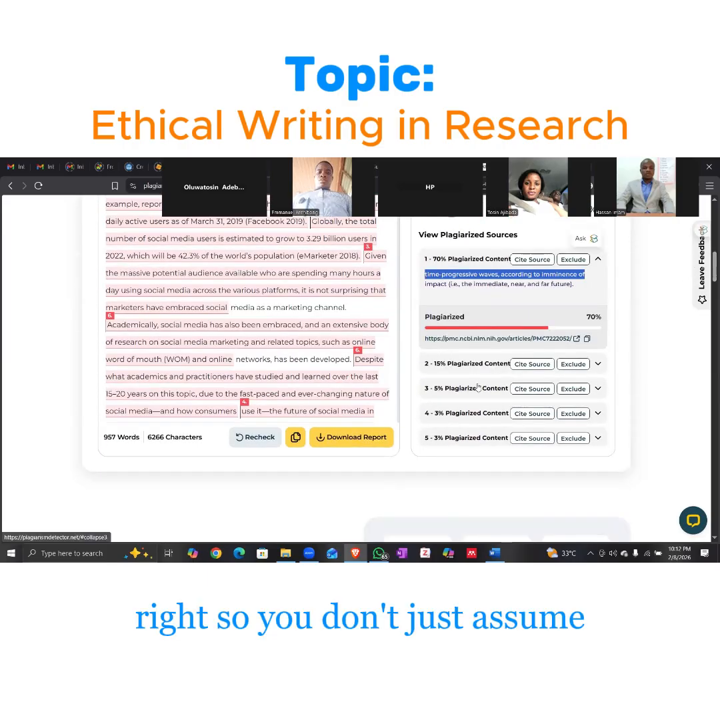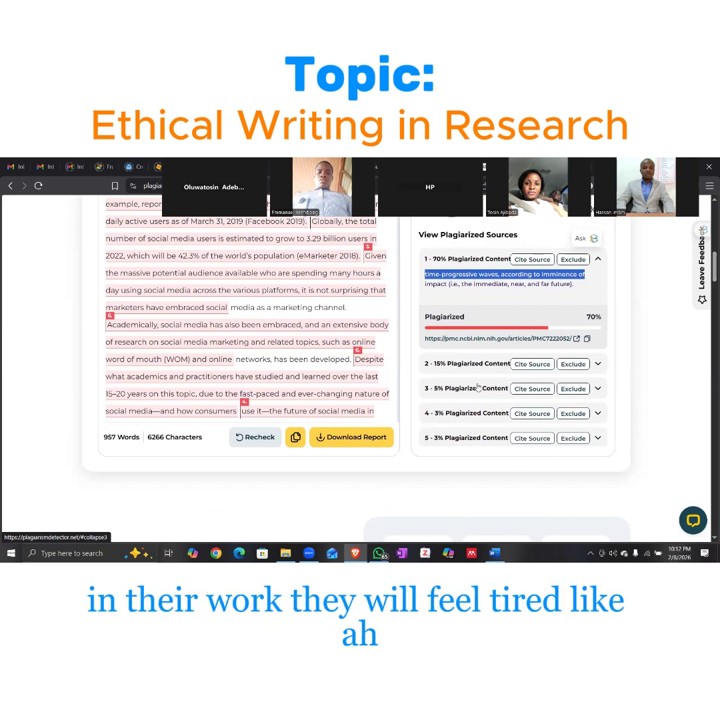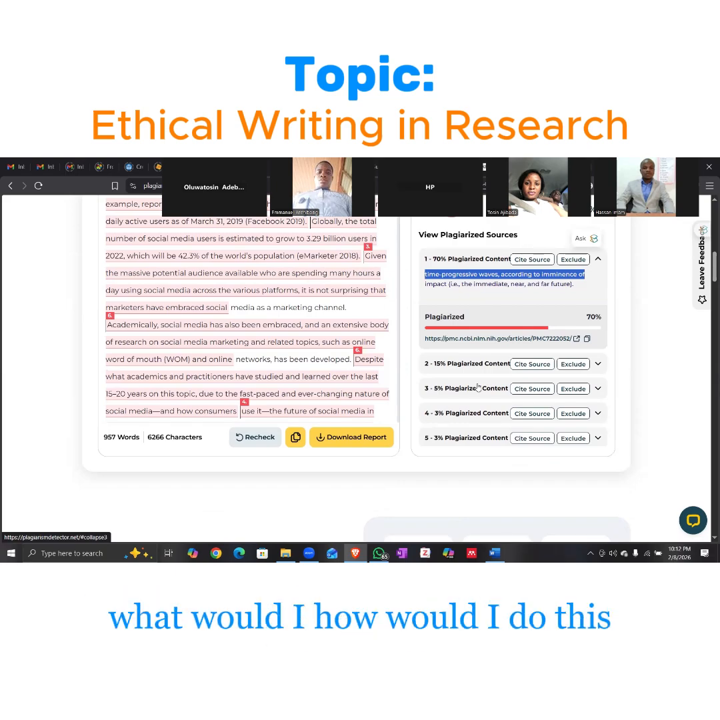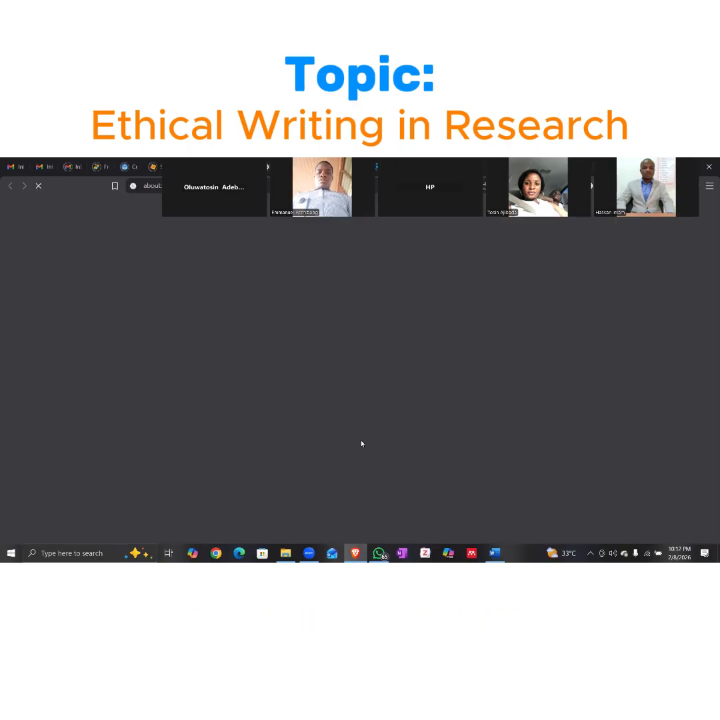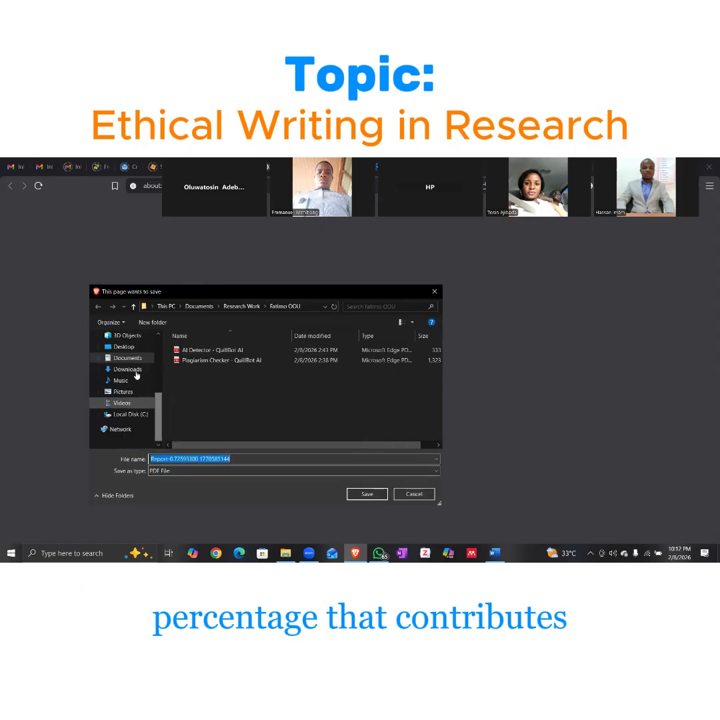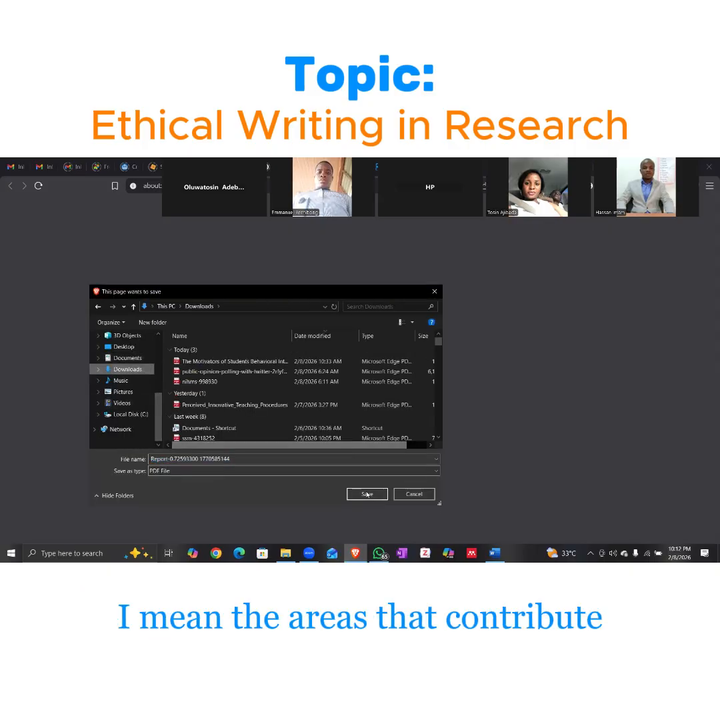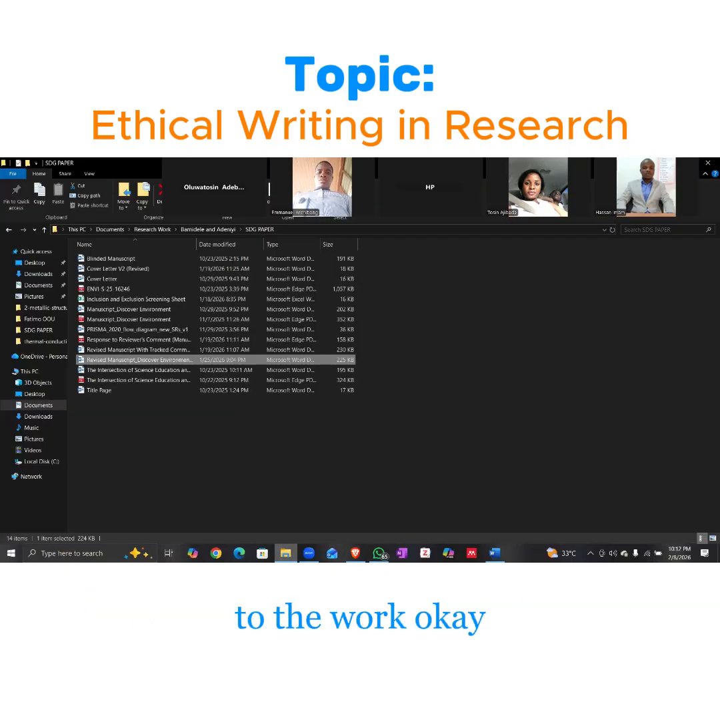So now, the bottom line is, how can you make this one unique? You don't just assume. At times when some people see a red line like this in their work, they will feel tired, like, how would I do this? No. You download the report. There's always room for downloading. When you download the report, you examine it and see the areas that contribute the higher percentage of plagiarized content to the work.